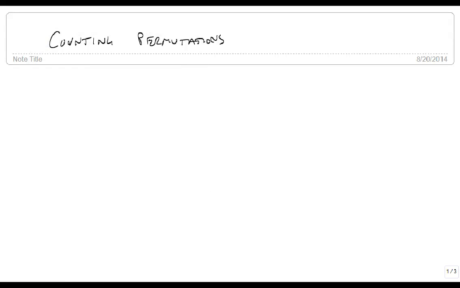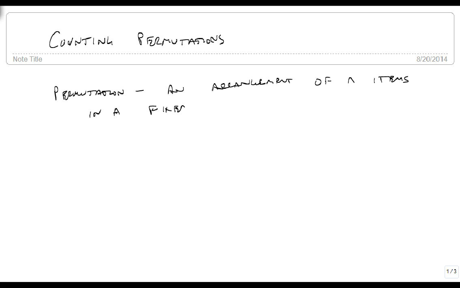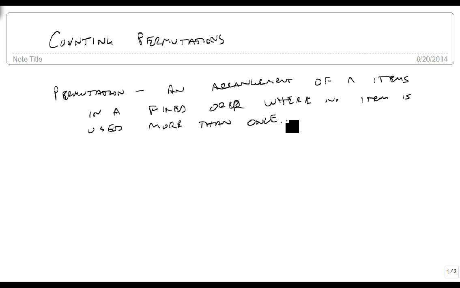We're now going to talk about permutations and how we count permutations. And remember that a permutation is when we take an arrangement of n items in a fixed order where no item is used more than once. And so this is what we're talking about.